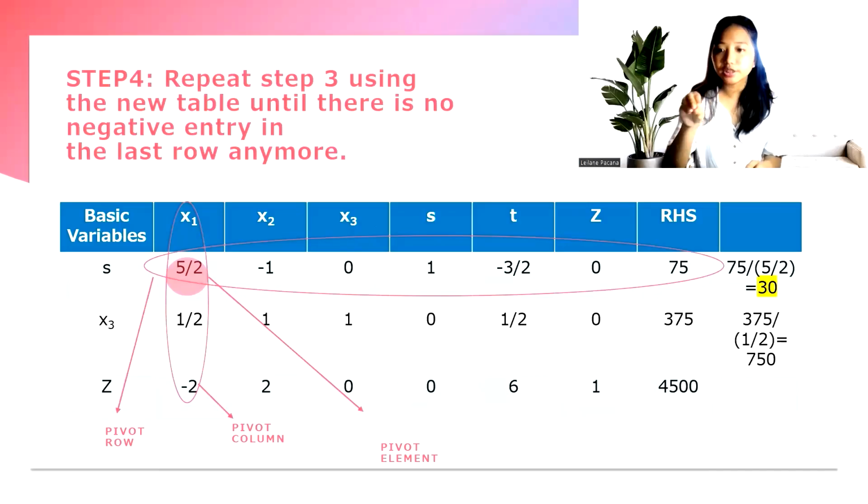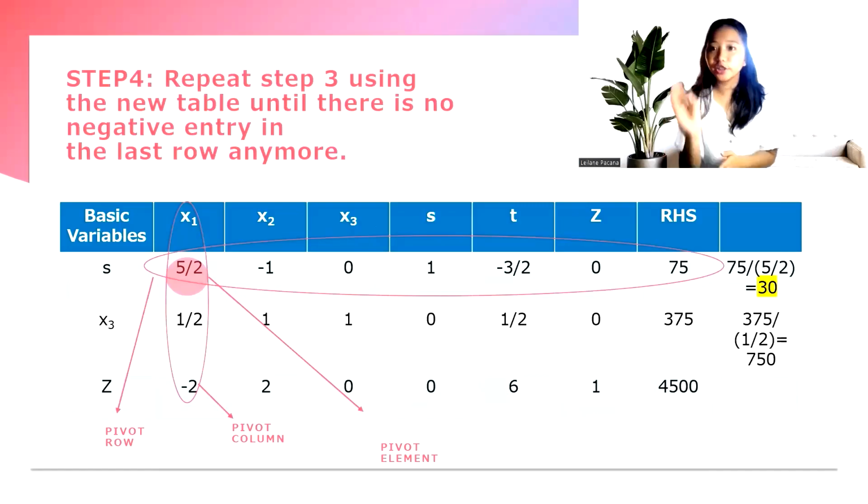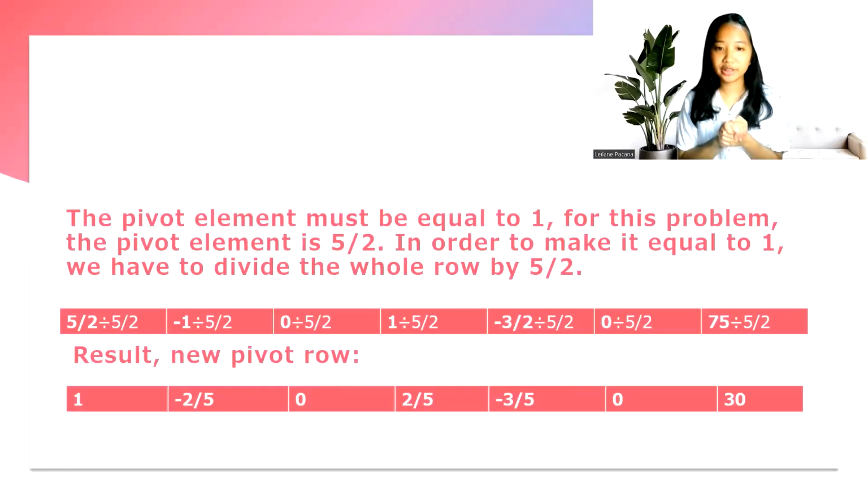So as you have observed, what is the smallest positive quotient here? Of course, that is 30 in our row 1. So our row 1 here will be our new pivot row. To where our pivot column and the pivot row intersect, that is now our pivot element. So now our pivot element is equal to 5 over 2. So we have to make it equal to 1. To do that, we have to divide it by itself.